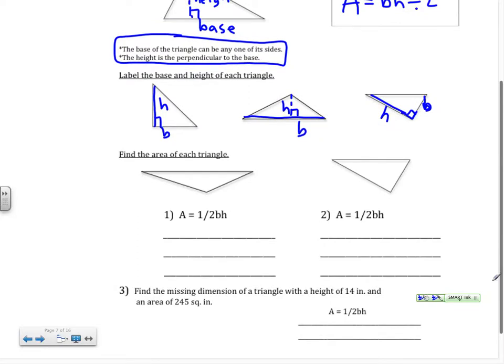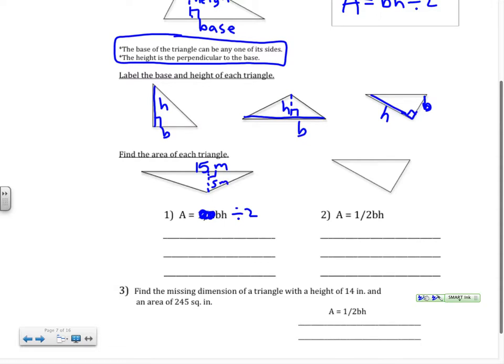All right, let's apply our formula. I told you up at the top it's base times height divided by 2. So let's look at our triangle. Let's make this base 15 meters. And let's draw an imaginary line that's perpendicular to the base of 5 meters.